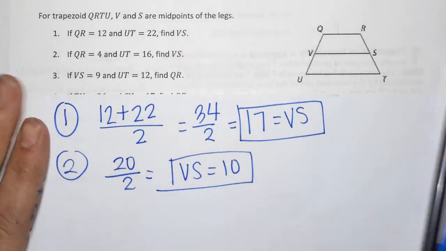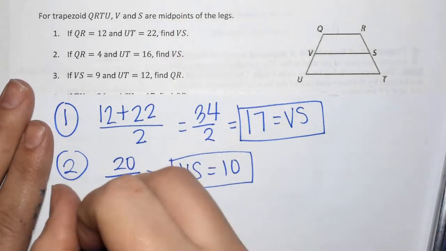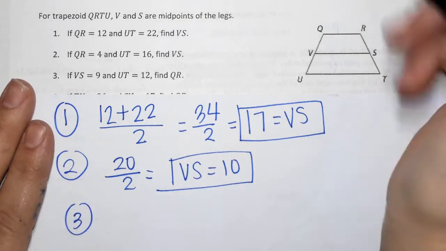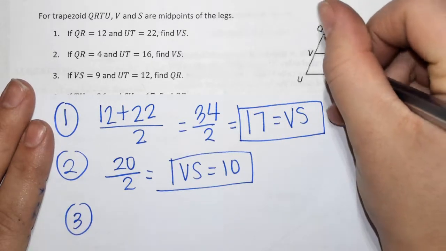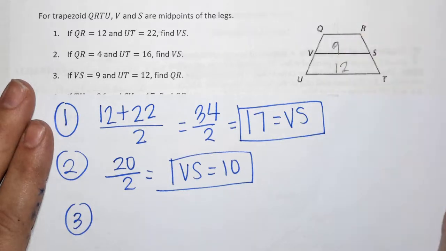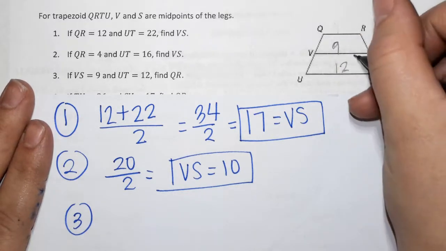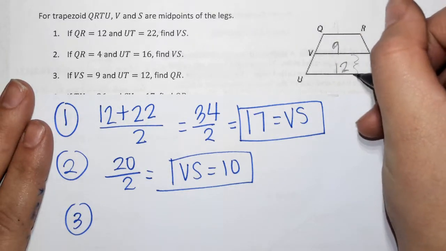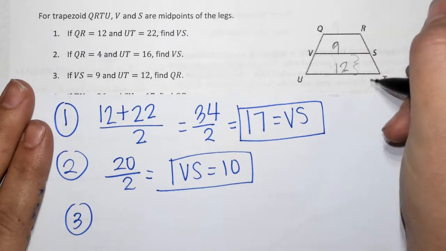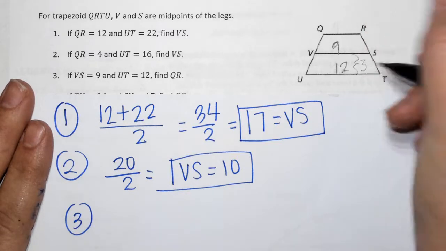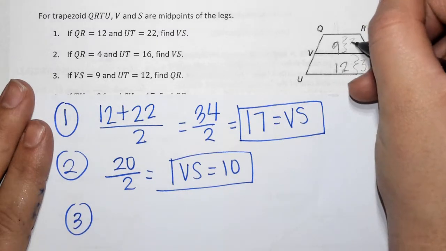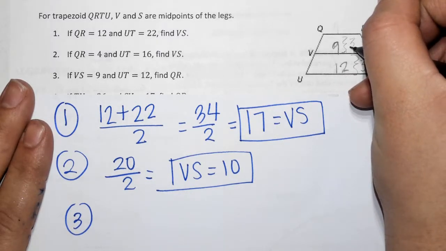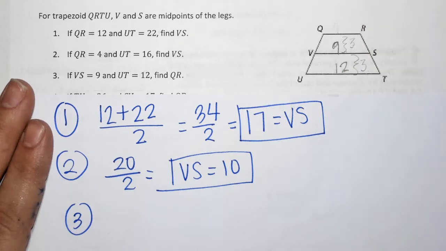Okay, so number 3, it changes a little bit. Now, we are given the mid segment, which is 9, and 1 base, which is 12. Well, there's 2 ways you can do this. If you know that 12 minus 9 is what? 3. So the difference between 12 and 9 is 3. Well, the difference between these 2 is also going to have to be 3, but the other direction. So 9 minus 3 is 6.